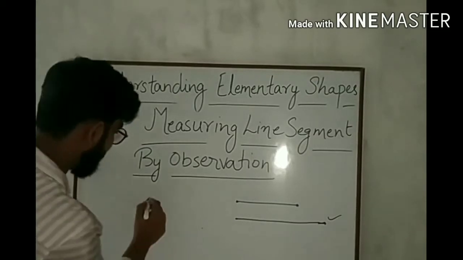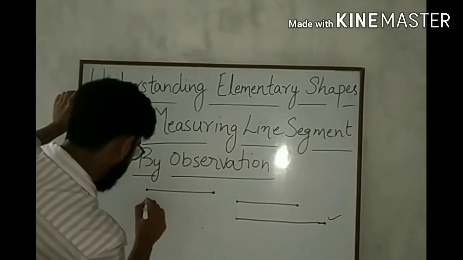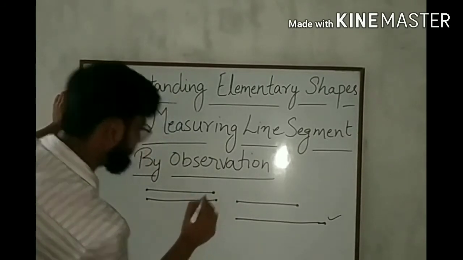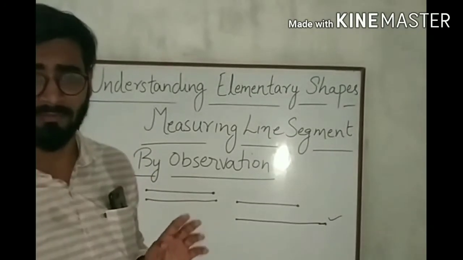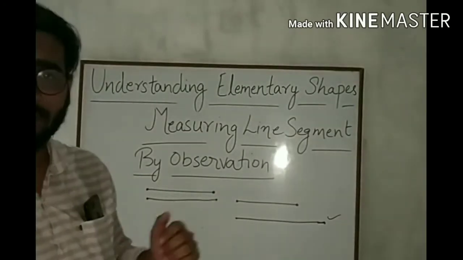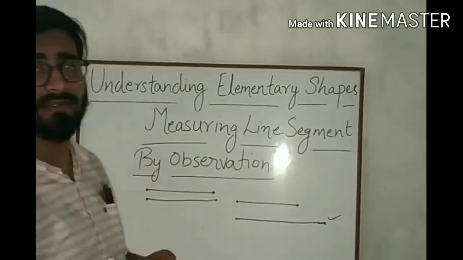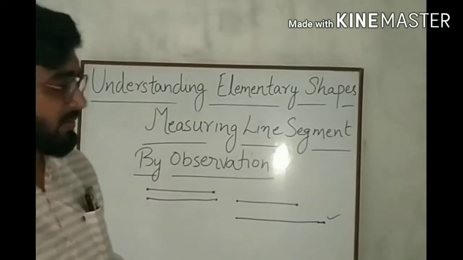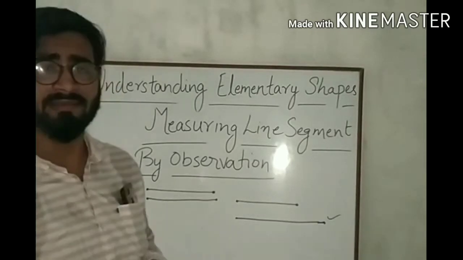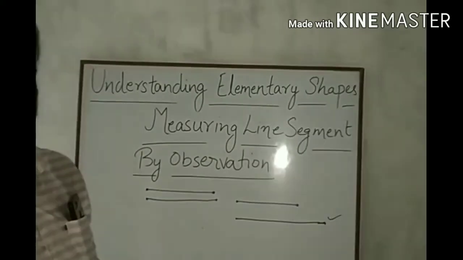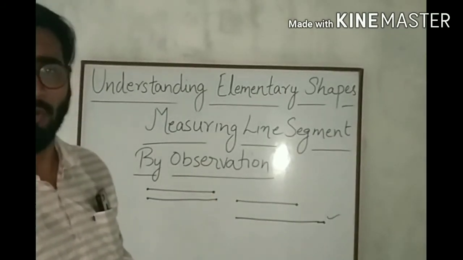But if you have two line segments, one is this one and the another is this one. So these are two line segments. Now these two line segments are not equal, but by simply observation you cannot tell which line segment is bigger. So this is the limitation of this method of observation. Okay, so in the method of observation, we simply tell by observing the line segments which line segment is greater and which one is smaller. So this is the method of observation.